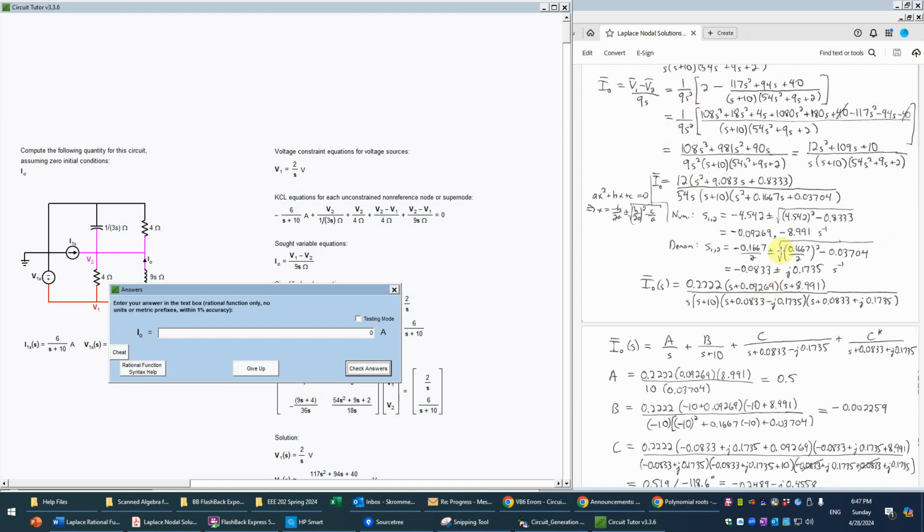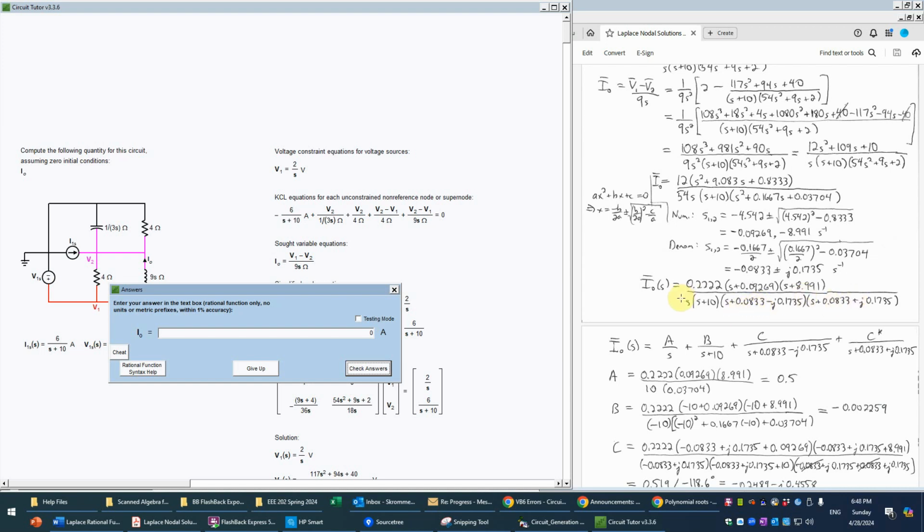Okay, so then the denominator, same thing. We have again, the constant is gone, so we have s times s plus 10. And then here, since these are the roots, we have to take the negative of this, so s plus 0.0833 minus, for the first one, the j 0.1735. And then the second root will be just the complex conjugate of that, so it's going to be s, again, plus this, but now for the lower sign here, we're going to add that j 0.1735. Okay, and that's basically the form.